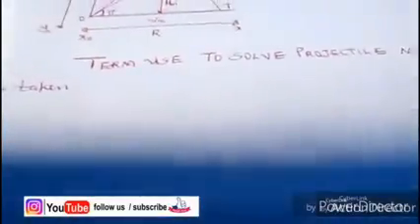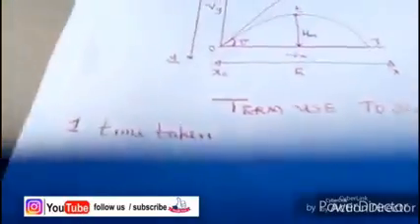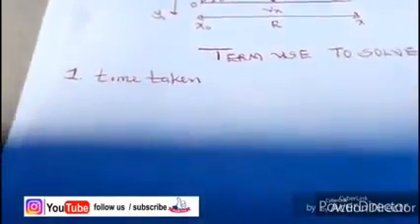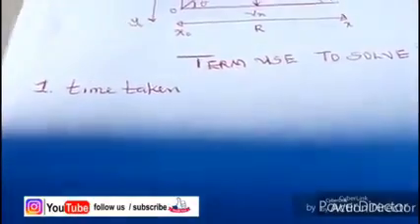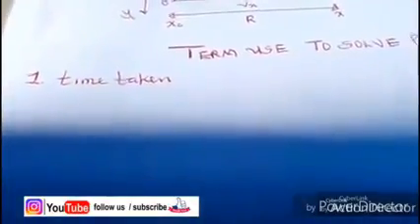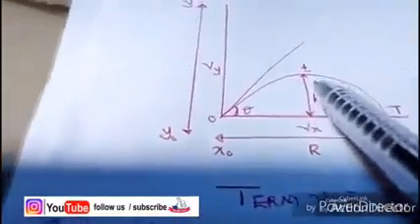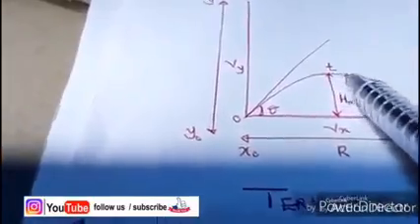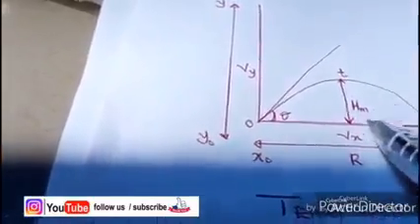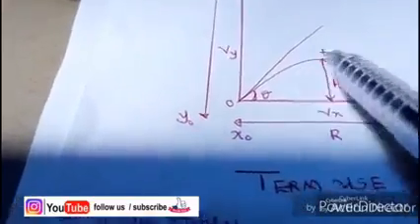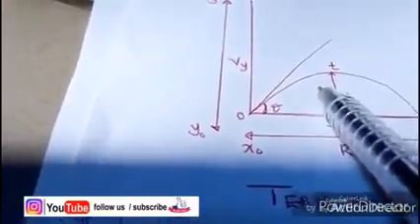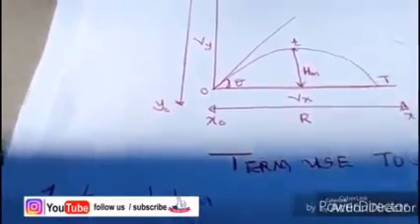So the next thing I will talk about is the terms used to solve projectile motion. The first term we use is the time taken. Time taken can be defined as the time required for an object to reach its maximum height. From this diagram, the time taken is the time required for an object to reach its maximum height. So that's what we call the time taken.